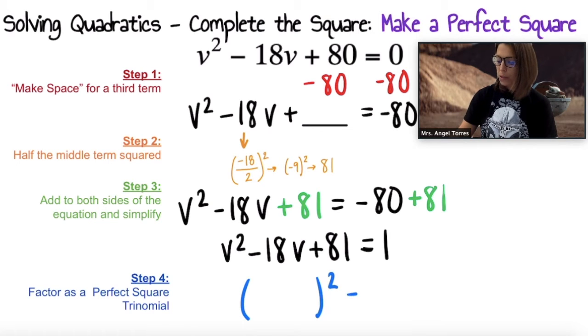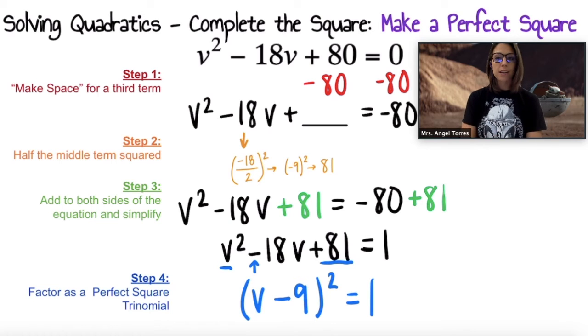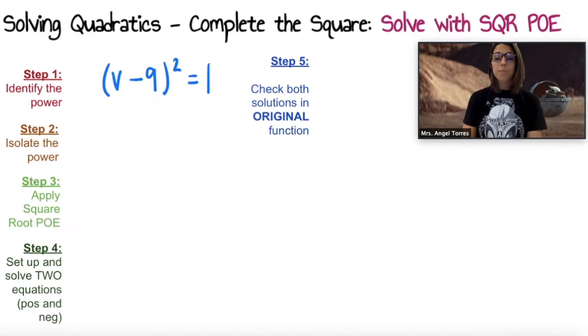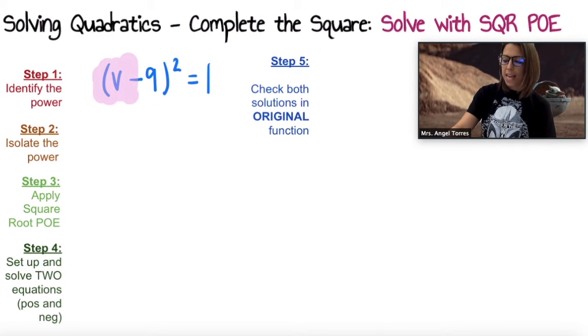Set up my binomial square and finish off the rest of my equation. Square root of v squared is v. The square root of 81, that will also make this subtraction, is negative 9. So now that this quadratic is essentially in vertex form, we can finish solving it using the square root property of equality. Step 1, identify the power. In this case, that's our v minus 9 quantity squared.